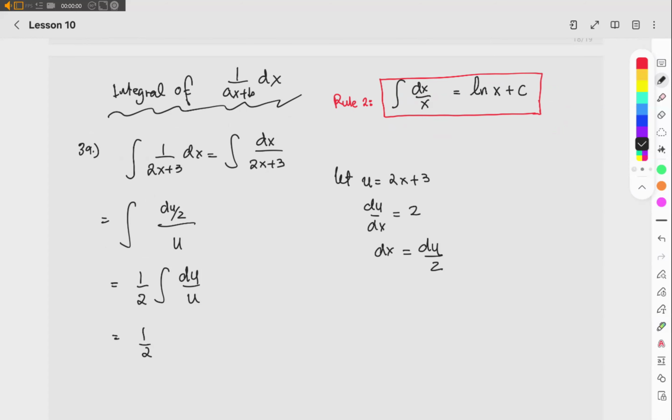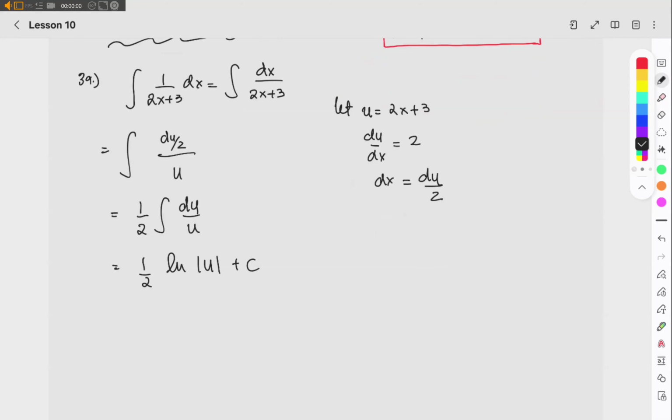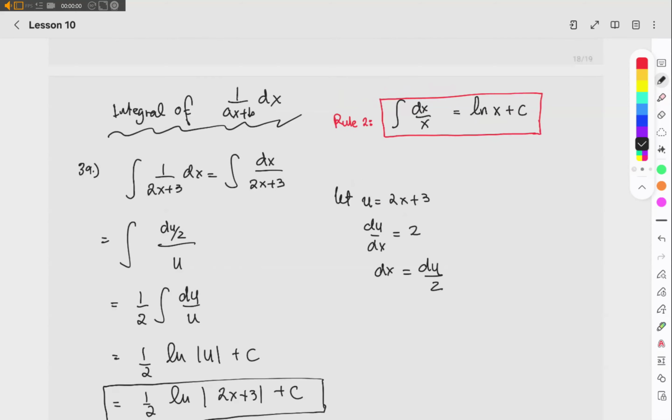The integral of du over u is rule number 2. Look at rule number 2. The integral of du over u is simply ln of the absolute value of u plus c. Then you just substitute u, which is 2x plus 3, plus c. You need to practice all of this.